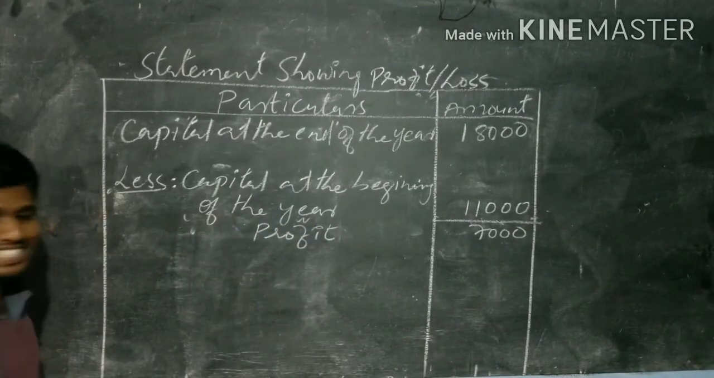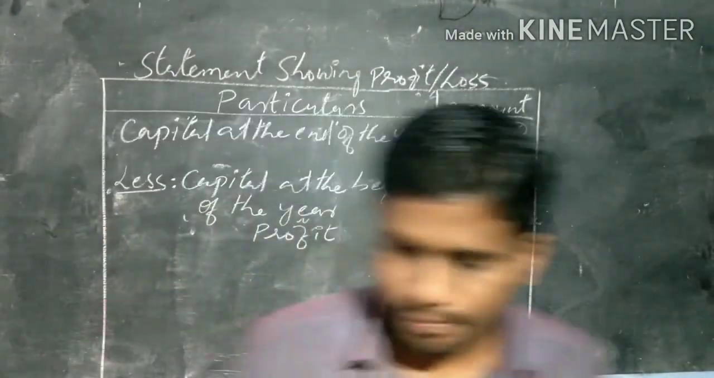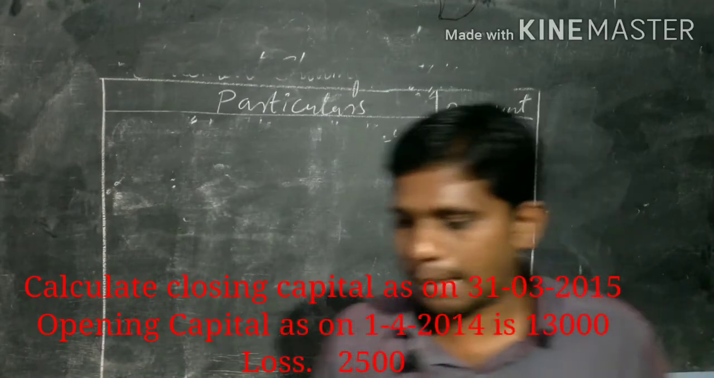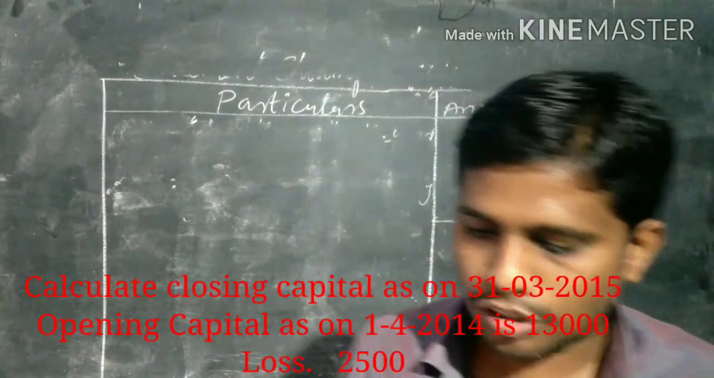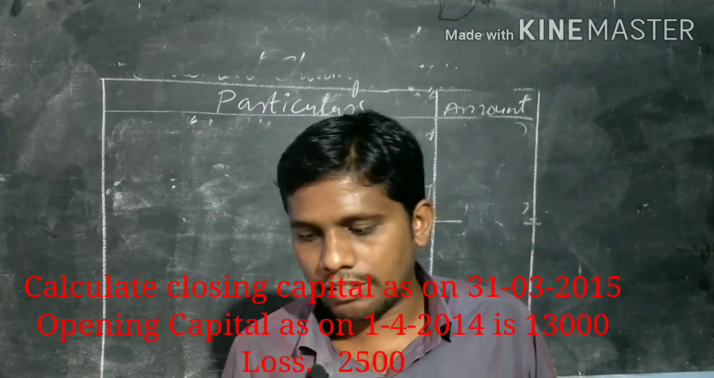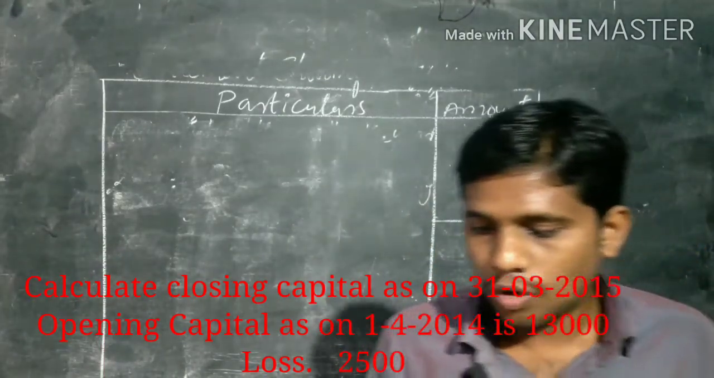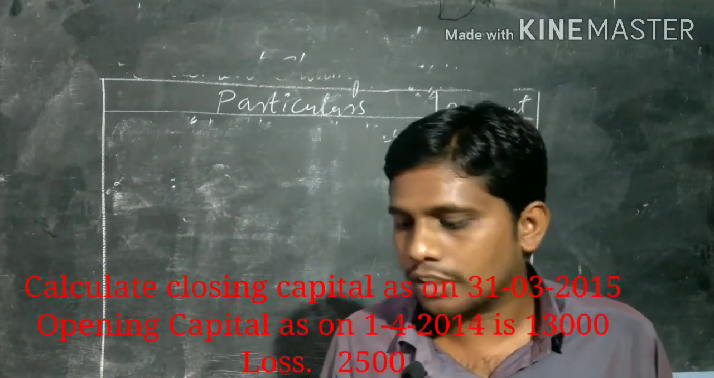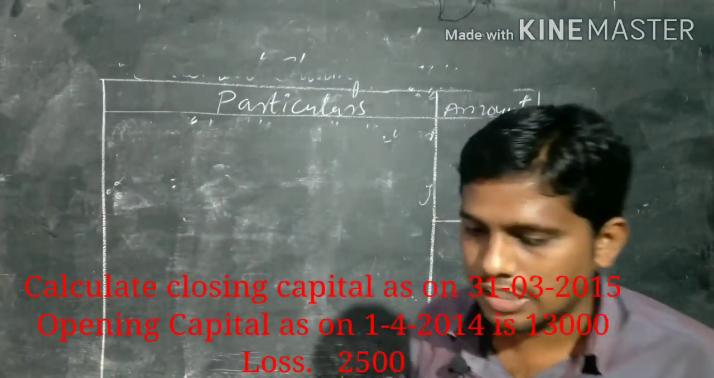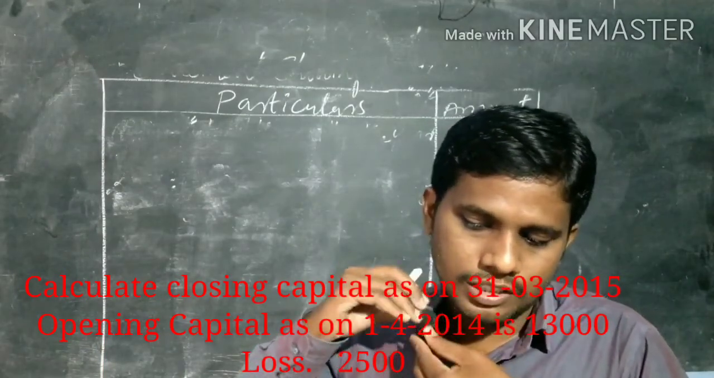Now the second problem is easy, you can do it. We go for the third problem. Calculate the closing capital as on 31st March 2015. What information is given in the question? Opening capital as on 1st April 2014 is 13,000, and loss is given, that is 2,500.